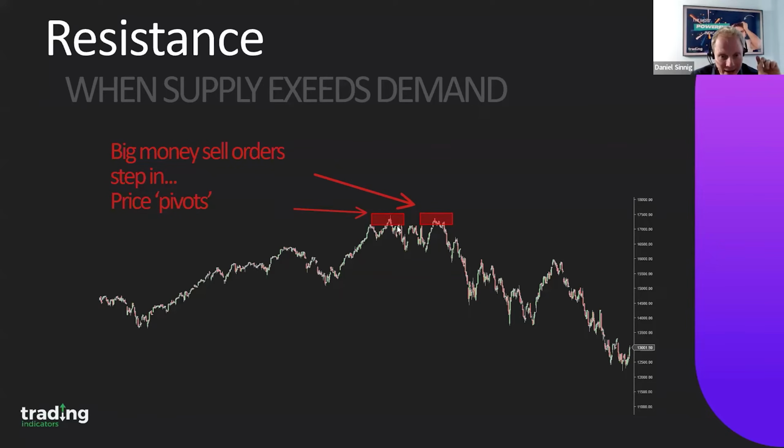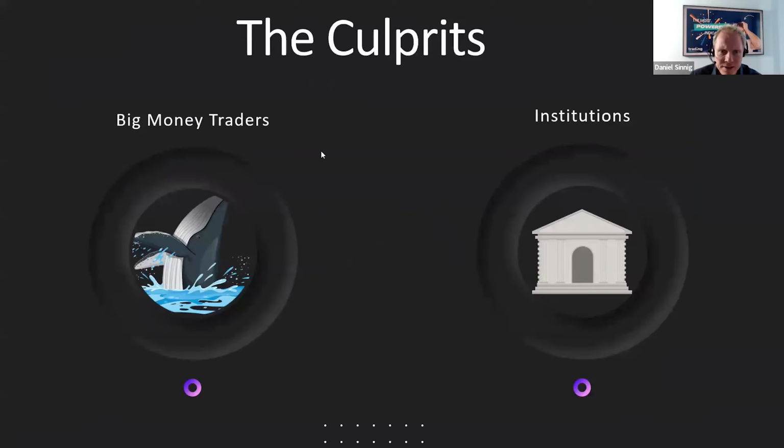And this is due to the fact that at these areas, big money sell orders in the resistance case are stepping in. These orders are sent by the big players, the institutions, the culprits who have the buying power to send in these big orders, preventing price from moving any further into the upside direction in the case of resistance. So these are the big players stepping in, the institutions who have the buying power to send in these big block orders.